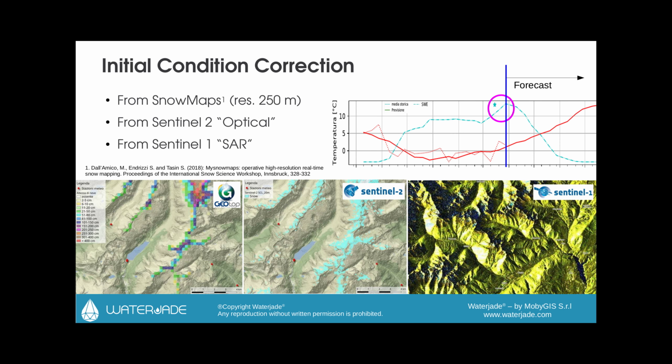In order to improve the accuracy of the prediction, we used the satellite data to correct the estimation of snow water equivalent given by the physical model. We used Sentinel-1 and Sentinel-2 to have an idea of the snow-covered area at a given date, and this helped us to improve the initial condition of the snow mass to be given to the model.